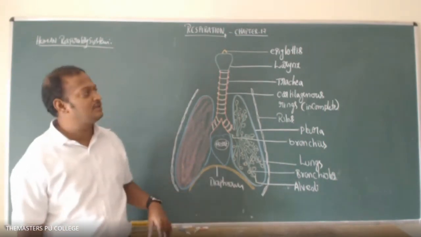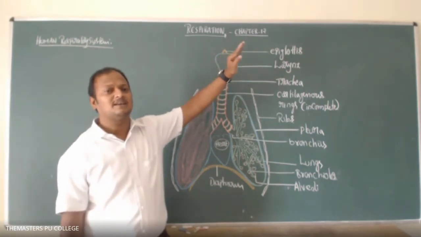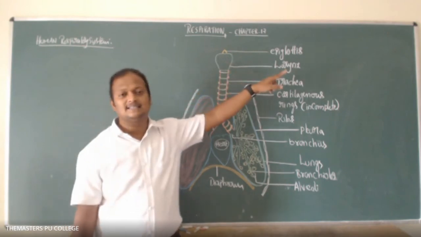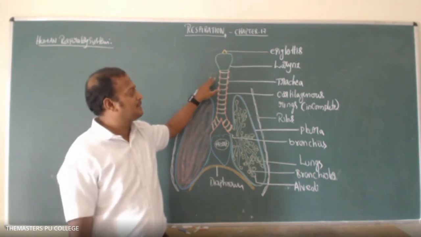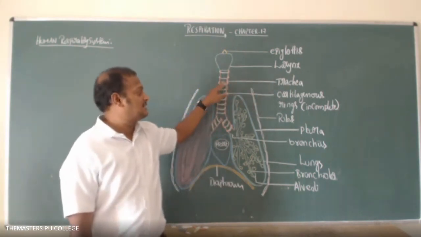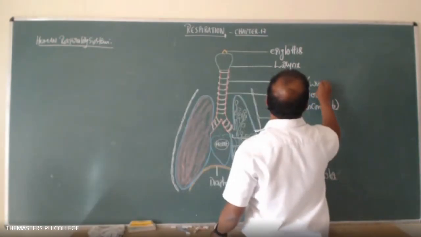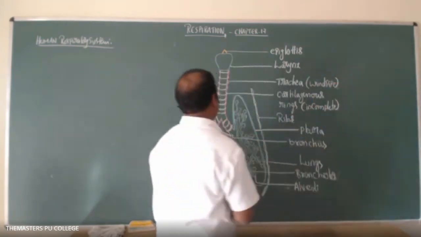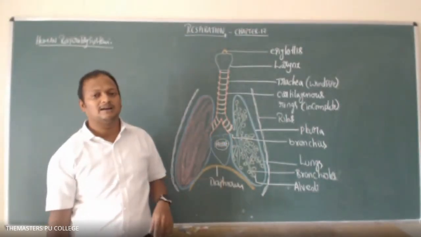Diagram explanation only here. So the epiglottis is a flap-like cartilaginous structure. Next, the larynx is the voice box, the sound producing organ. And next one, the trachea. The trachea is also called the windpipe, you can write that in brackets. And the trachea divides into two branches. Yes, that is called bronchi.